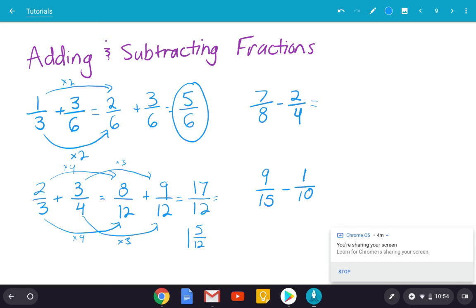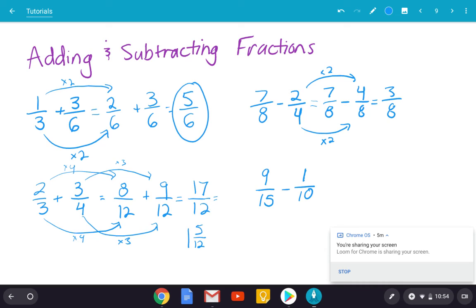Now, when we're doing subtraction, it's very, very similar. Find a common denominator, and then you need to subtract the numerators. So my common denominator, I'll go a little bit quicker this time. My common denominator between 8 and 4 would be 8. So I have 8ths minus 8ths. 7/8 would stay 7/8. 2/4, if I'm turning fourths into eighths, I'd multiply times 2. That means I multiply 2 times 2 as well, and that would be 4/8. So I have 7/8 minus 4/8. 7 minus 4 is 3. So now I have 3/8.